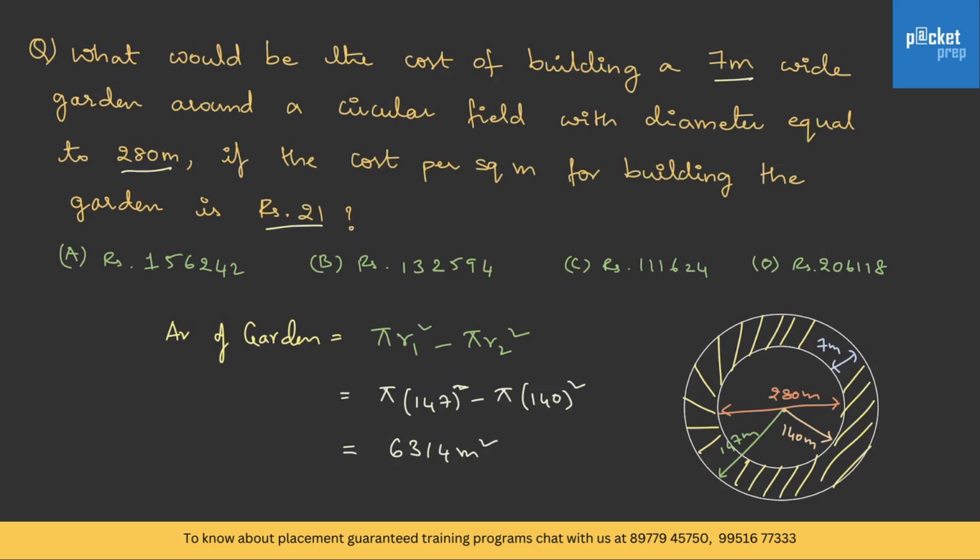We don't need the area, we need the cost. The cost is rupees 21 for every meter square. So just multiply this with the area. Therefore, this is rupees 21 into 6314, which is rupees 132594. That is option B. This is a very easy concept, so don't neglect the practice. Now let's try a few questions on multiple 2D shapes.